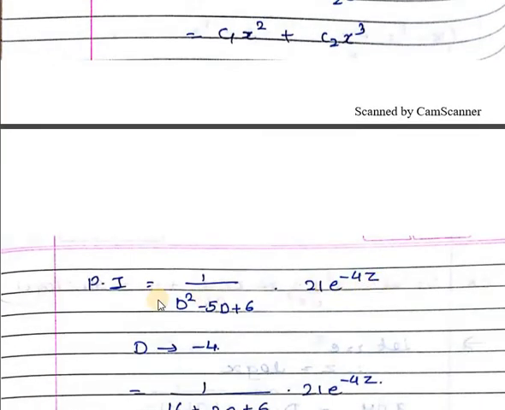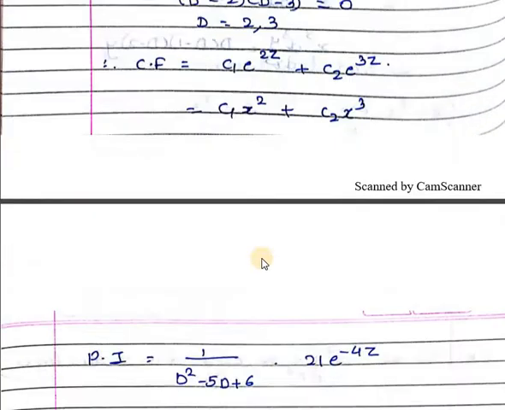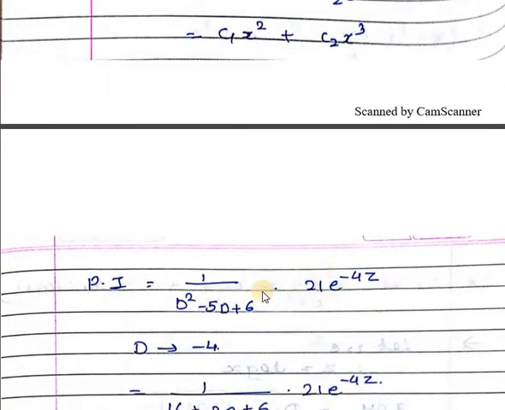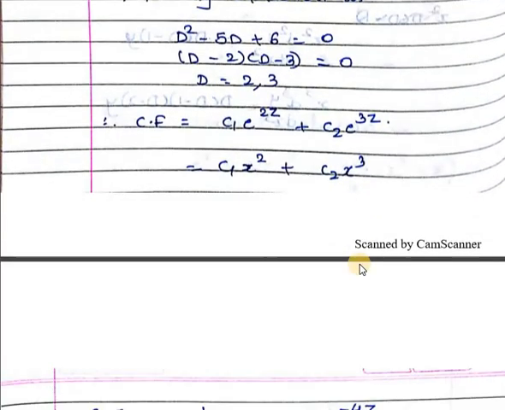Now we will find out PI, that is the particular integral, which is given by 1 divided by f of D into capital X. What is f of D? It is D square minus 5D plus 6 into capital X. What is capital X? It is the right hand side of the equation, that is 21 e raised to minus 4z.